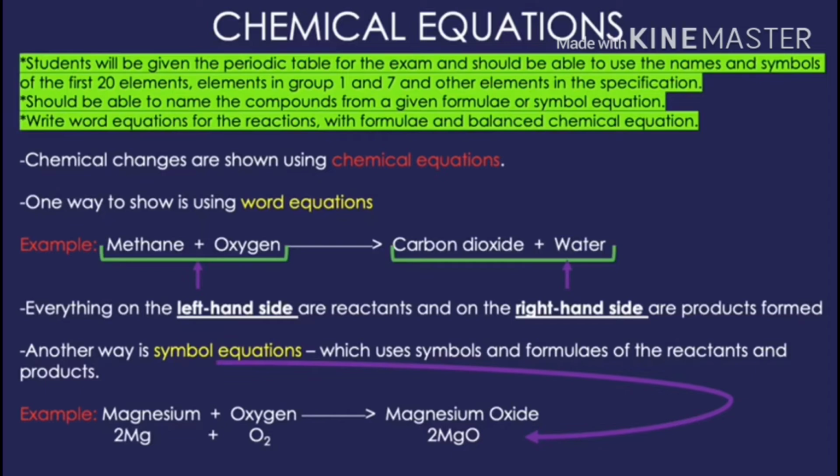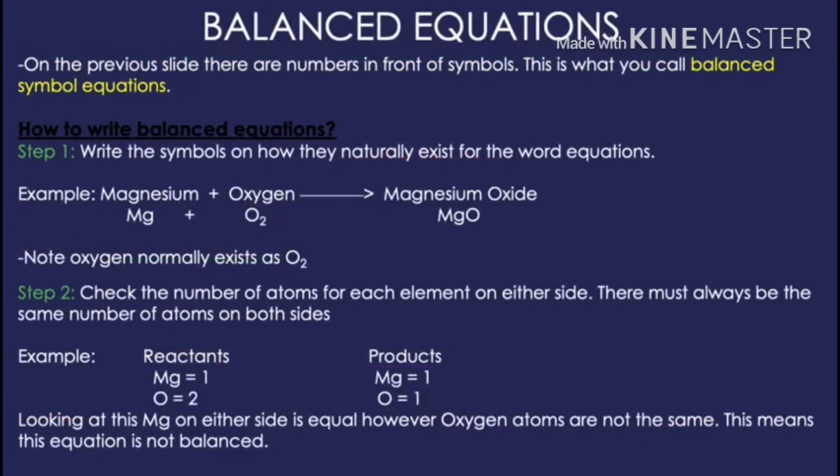Another way to represent chemical equations is symbol equations, which use symbols and formulas of the reactants and products. For example, magnesium will be represented as Mg, oxygen will be represented as O2, and magnesium oxide will be represented as MgO. It might not make sense how magnesium oxide is represented as MgO, but you will have a better understanding when we cover the topic of ionic bonding. On the previous slide, you might have noticed that there are numbers in front of the symbols. This is what you call a balanced symbol equation.